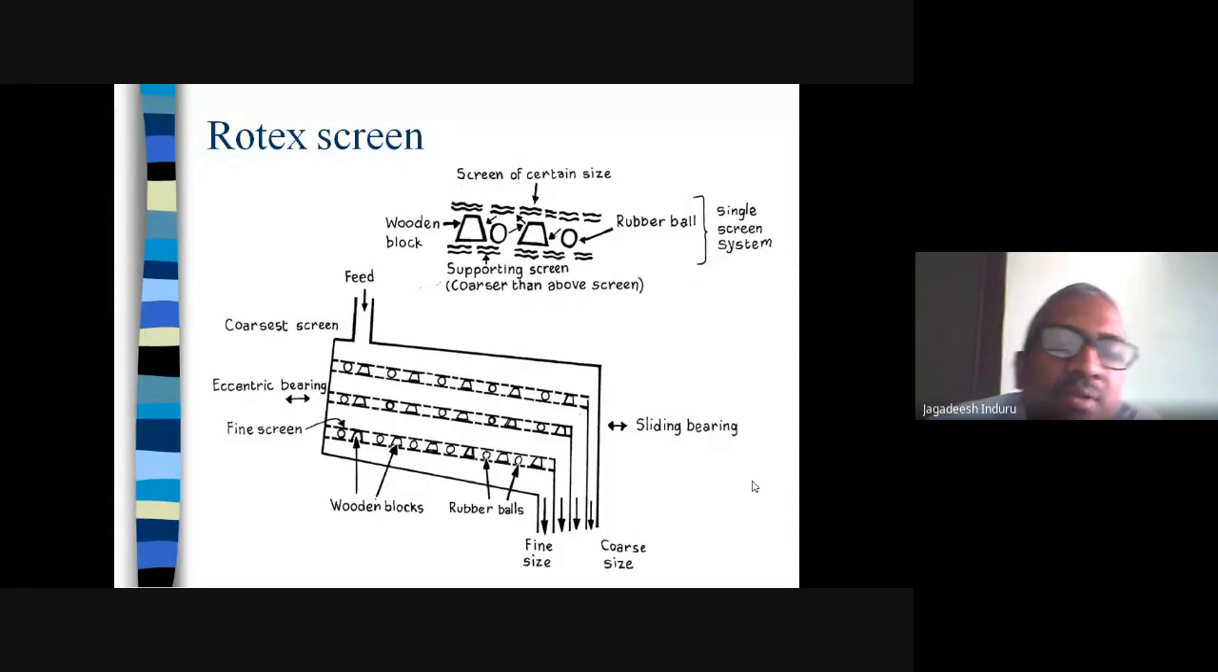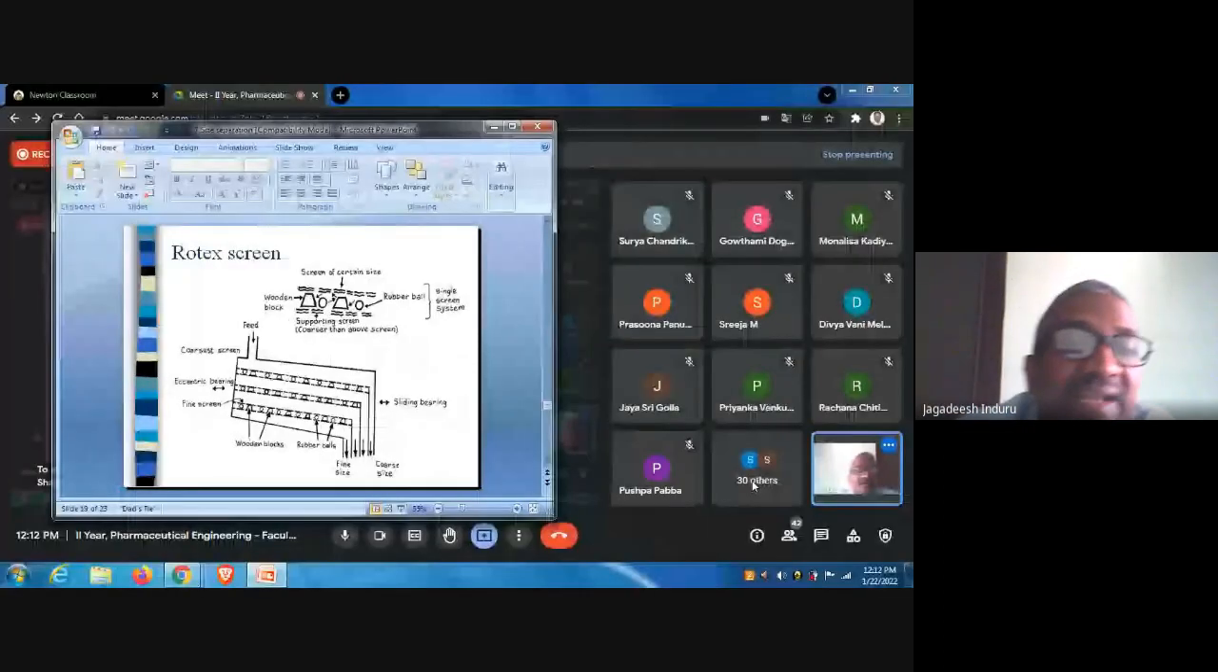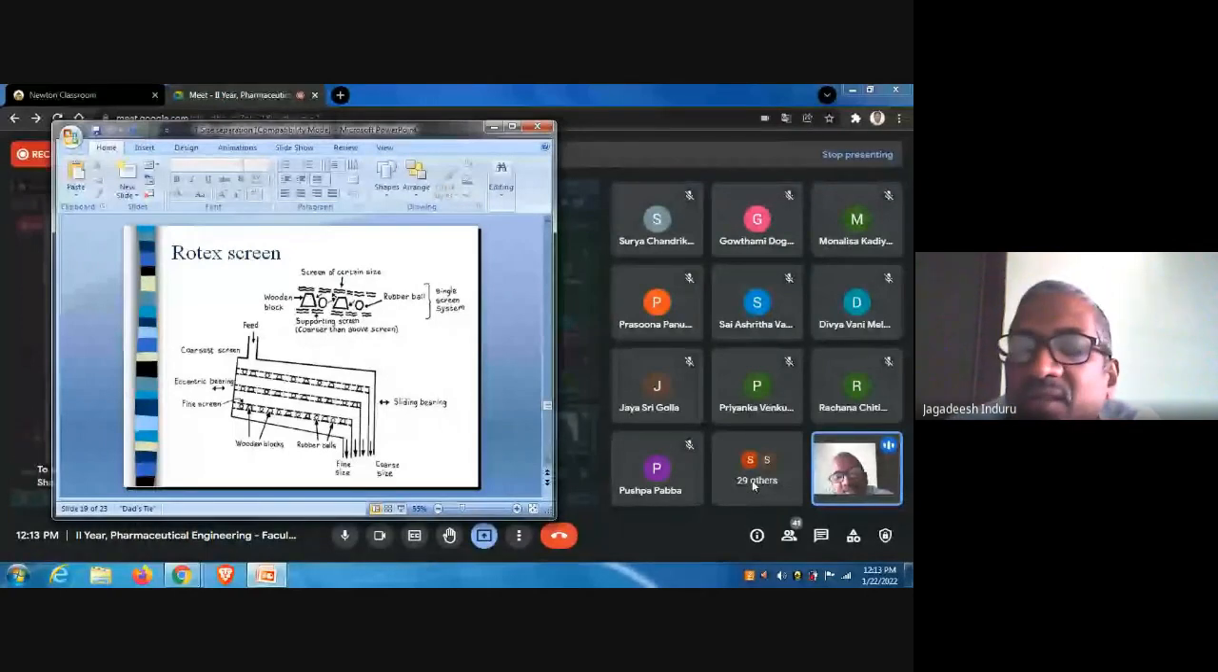Now, you are going to have an application and a limitation. What are the application and the limitations? Application is, it is a continuous mixture, continuous size separation equipment. Continuous means you are going to get the feeding of material continuously and getting the material output continuously. This is actually what we mean by continuous equipment.